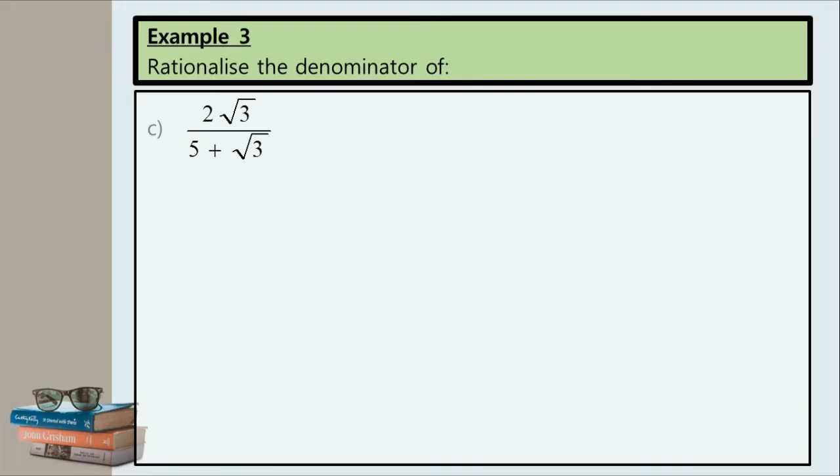Next, 3C, we have 2 surd 3 over 5 plus surd 3. So to rationalize, we need to multiply with the conjugate. Since our denominator is 5 plus surd 3, so our conjugate is 5 minus surd 3. Okay, when denominator we times with 5 minus surd 3, that means numerator pun kita kena multiply dengan benda yang sama. So, expand.